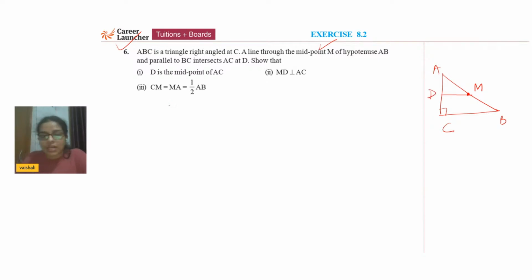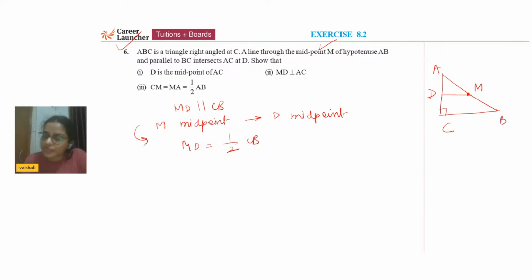So MD is parallel to CB and M is the midpoint of AB. So from the midpoint theorem I can directly say that D is also forming the midpoint. है ना? And it means that my MD is equal to half of my CB, right? So how many parts have we proved? We have proved that MD is equal to half of CB and D is the midpoint of AC also. So the first part is done.